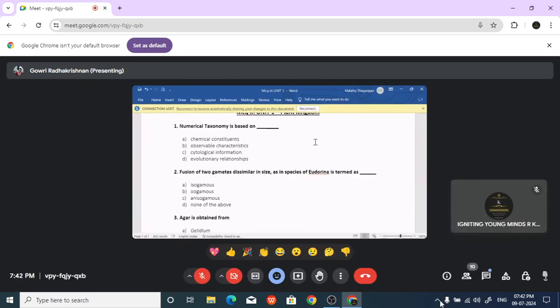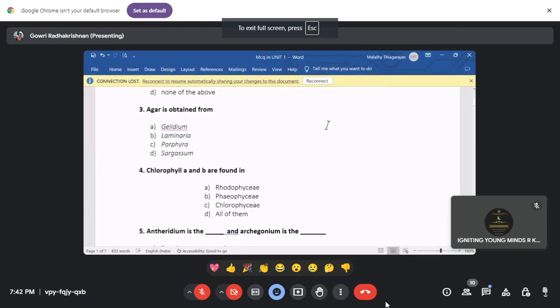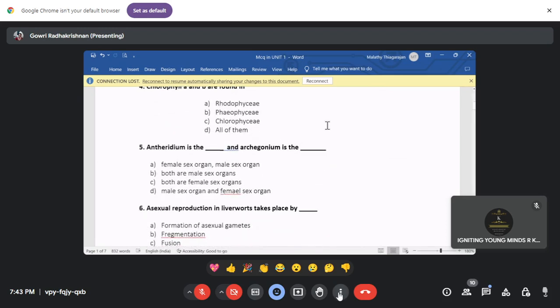Fusion of two gametes dissimilar in size, just now we discussed. Can you tell me that? Anisogamous, ma'am. Yes. Agar is obtained from Gelidium. Option 4. Chlorophyll A and B are found in Chlorophyceae, ma'am. Correct.